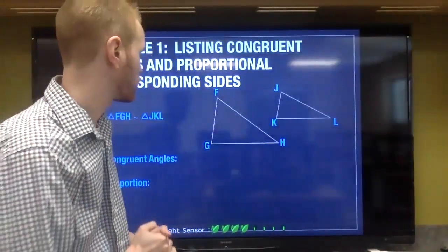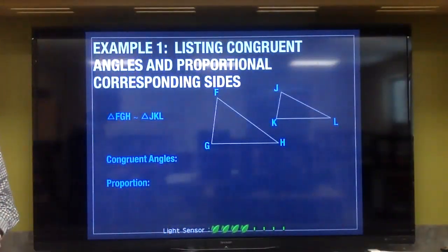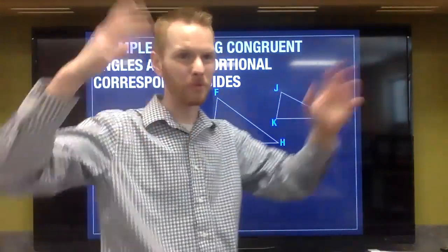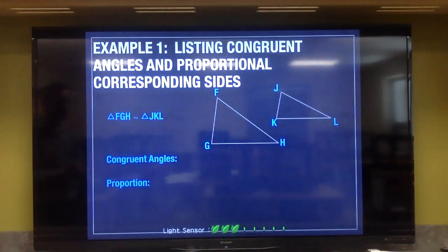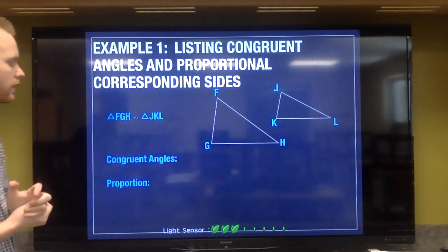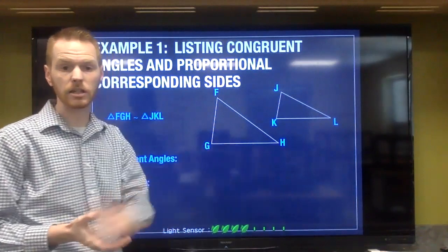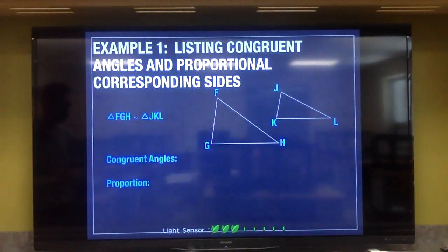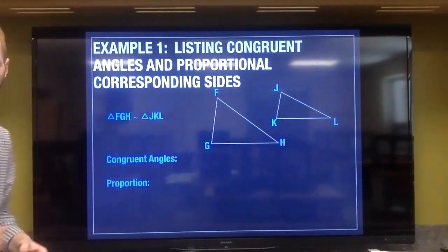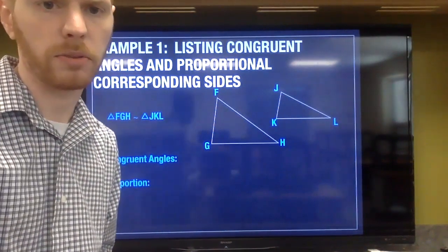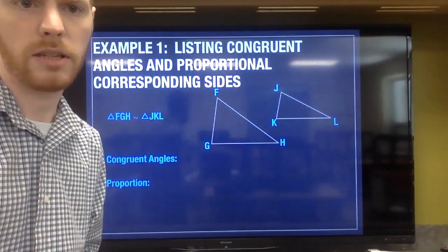There we go. Okay, so going back to example 1 here. Sorry about that. Someone just came in the room, threw my thought process off a little bit. So example 1 says just list the corresponding angles and then list the proportions for this guy. List all the sides that are proportional to each other, okay? Doing this isn't too hard of a task for us to accomplish here.